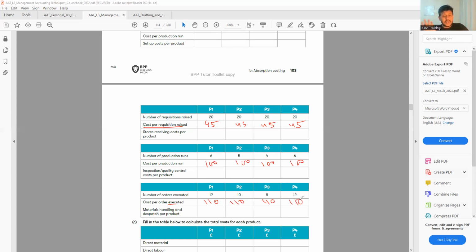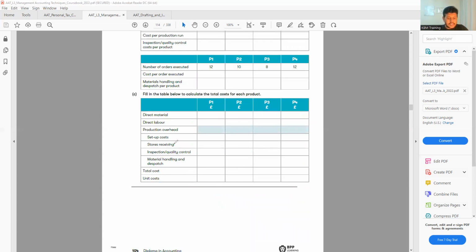So you can see it's quite simple. It's a big question, but it's very simple. Nothing to be worried about. But this question will not be on your exam anyway. After that, all you have to do is make the total cost. You have to write how much is the direct material, the direct labor, and the production overhead, and the setup, store, inspection, and material handling that we have calculated now in all boxes. We just need to bring them here to find out the total cost.